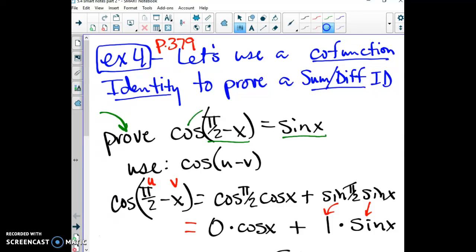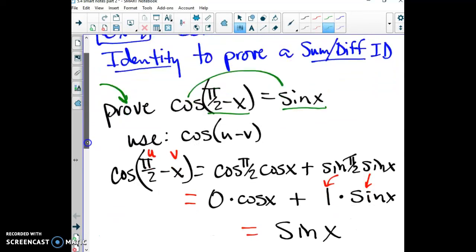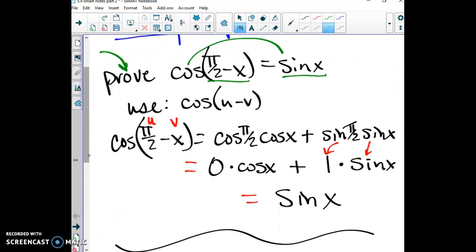x. And we recognize these as one of the cofunction identities, cosine of 90 minus x is the same thing as sine of x. And it works both ways. We know that sine of pi halves minus x is equal to cosine x.